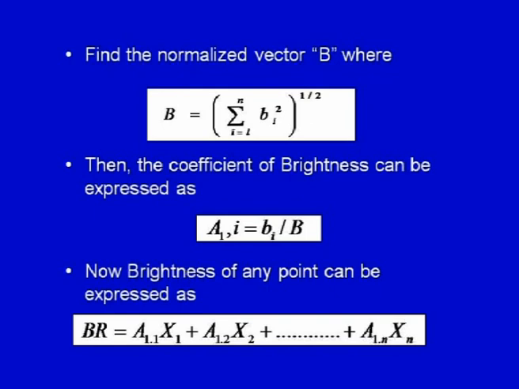by X1, which is the brightness value in the first band, A12 multiplied by X2, which is the brightness value in the second band of the original data set, and so on till the end bands of data, and this will yield the brightness value at every point in the image.